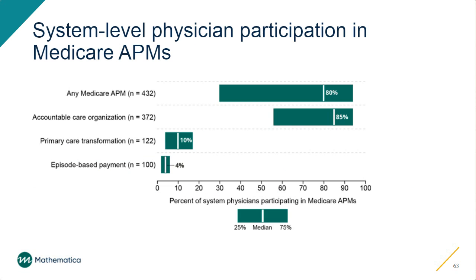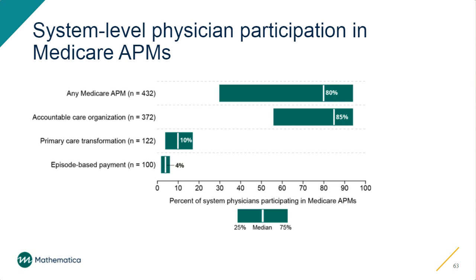This slide shows that among health systems participating in Medicare APMs, a median of 80% of health system physicians were engaged in that APM. Again, this finding was driven by systems participating in ACOs, where you see a median of 85% of physicians were participating. And this likely reflects ACOs' emphasis on total cost of care, as well as the inclusion of different types of specialists in ACOs. However, I want to also point out that across systems, the share of participating physicians in ACOs varied from 56% for systems in the 25th percentile to 94% for systems in the 75th percentile.